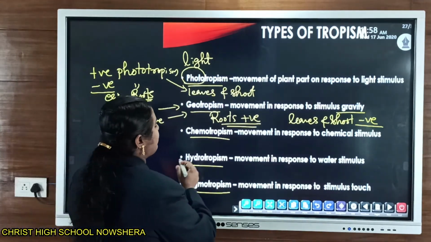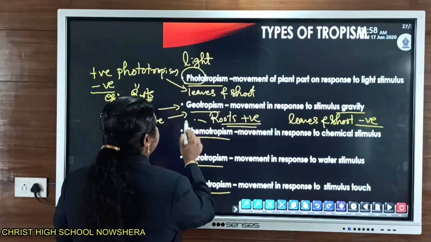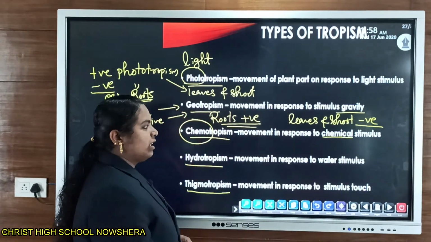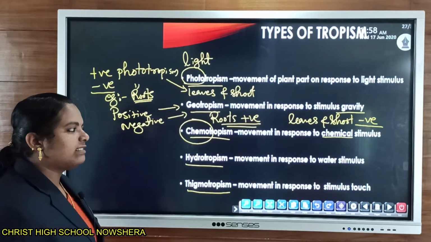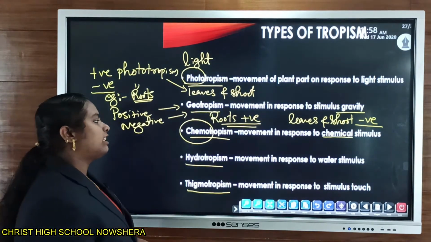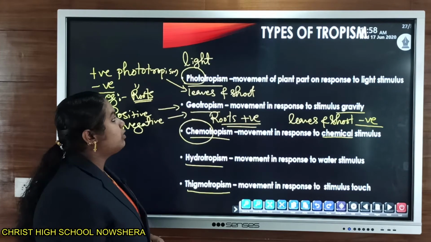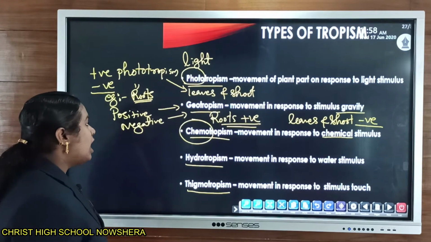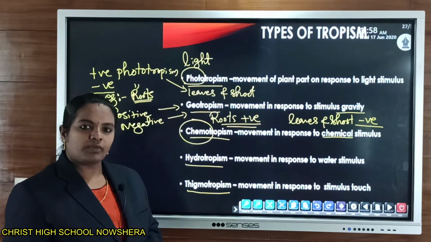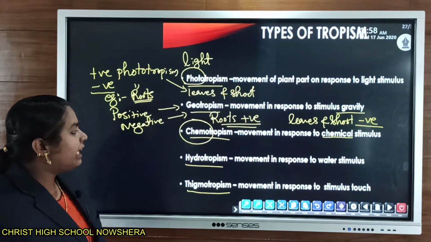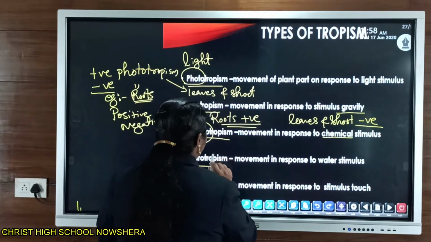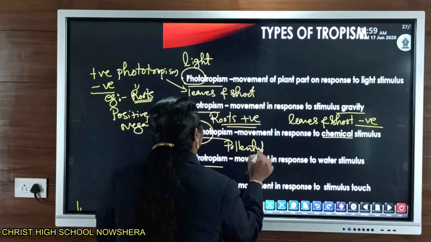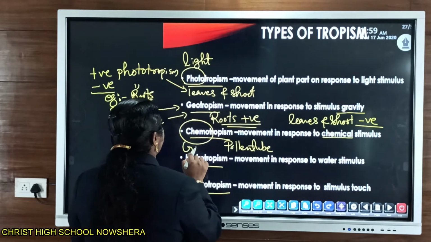Then another type of tropism is chemotropism. Here the stimulus is a chemical stimulus, certain chemicals. If the movement takes place towards the source of certain chemicals, it is known as chemotropism. Like phototropic and geotropic movement, chemotropism also shows positive as well as negative tropism. One example of positive chemotropism is the growth of the pollen tube.